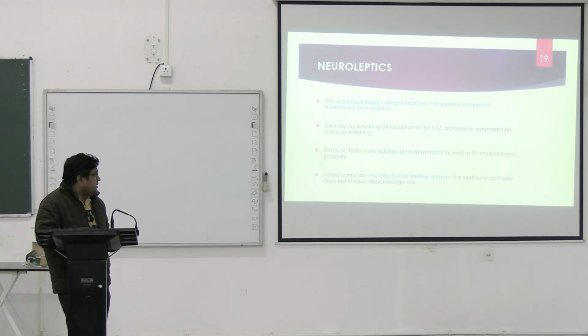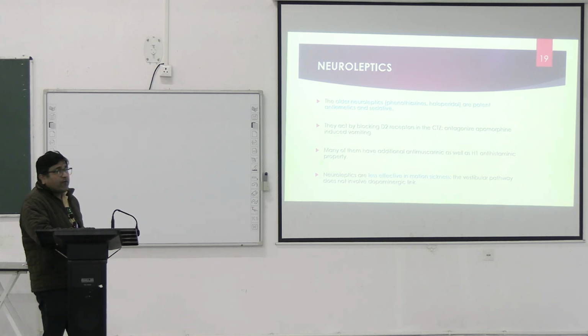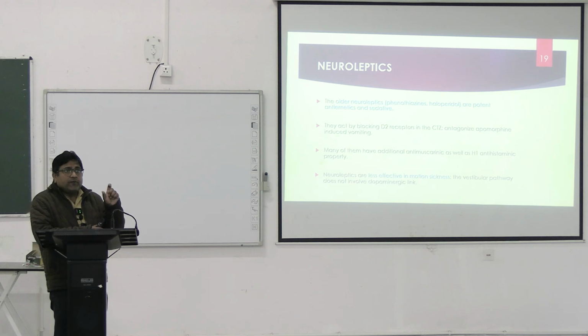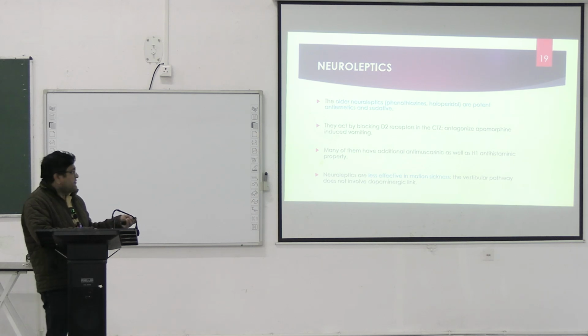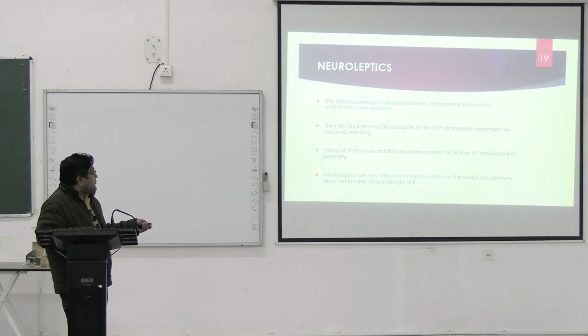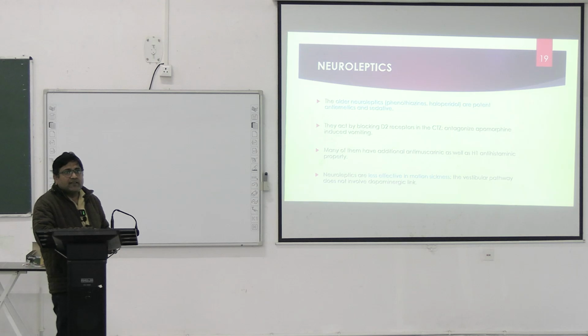Neuroleptics are less effective in motion sickness. Why? Because in the vestibular pathway mainly the histamine and anticholinergic receptors are there, not the dopamine receptors. So the vestibular pathway does not involve a dopaminergic link.